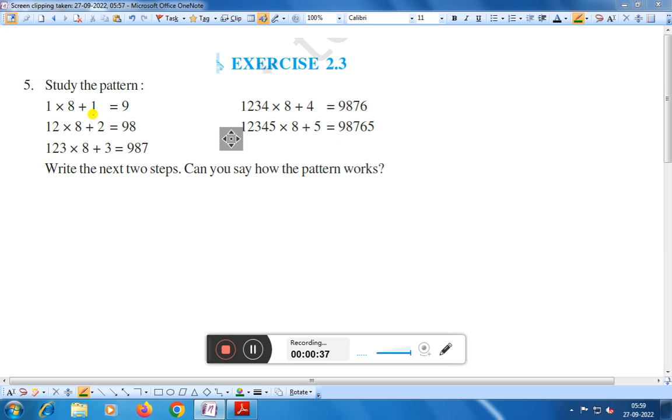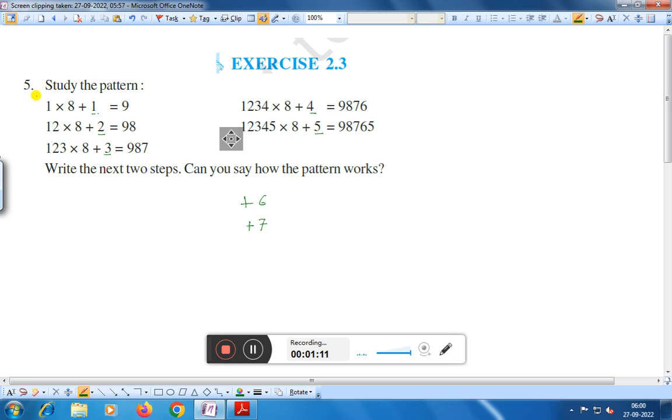You see the pattern in this one. This is 1. After that it is 2. After that it is 3. After 3 it is 4. After that it is 5. Therefore, the next number will obviously be plus 6. Right? And after this number it will be plus 7. We got this pattern 1, 2, 3, 4, 5, 6 and 7.